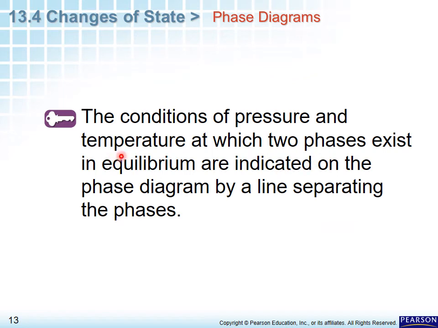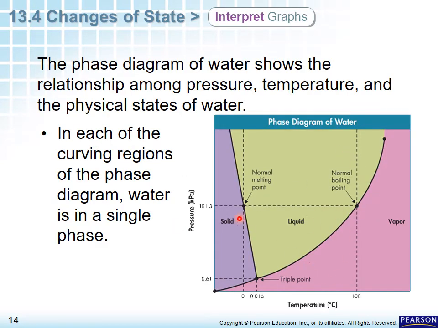The conditions of pressure and temperature at which two phases exist in equilibrium are indicated on the phase diagram by the line separating the phases. Here you can see the phase diagram of water, showing the relationship among pressure, temperature and the physical state of water. In each of the curving regions of the phase diagram, water is in a single phase. This region indicates the solid, this the liquid, and this the gas or vapor.